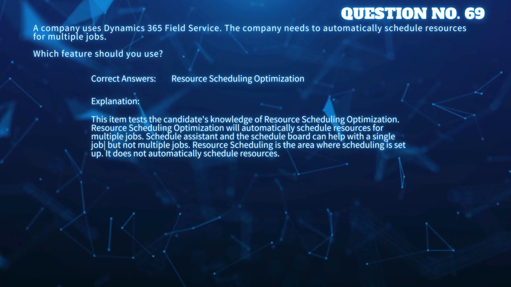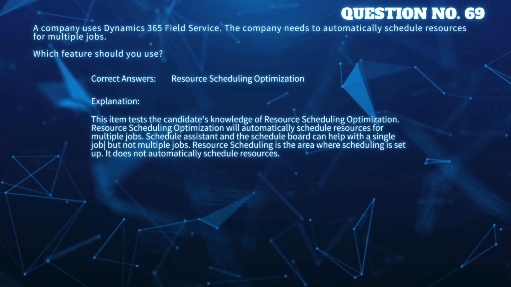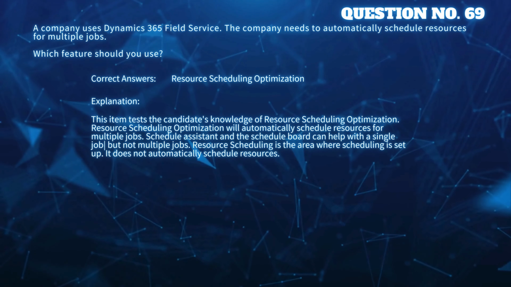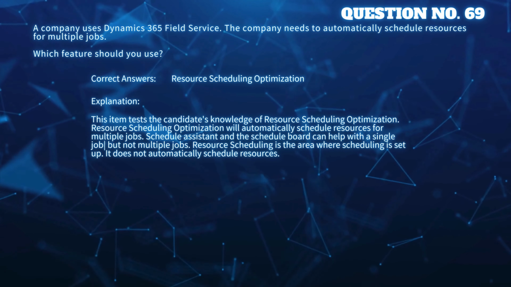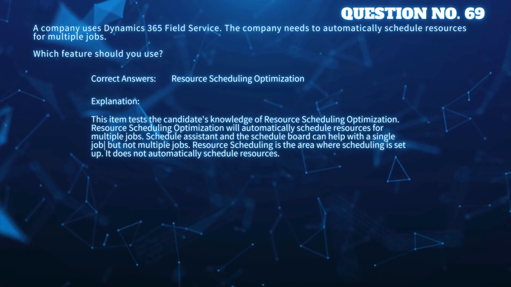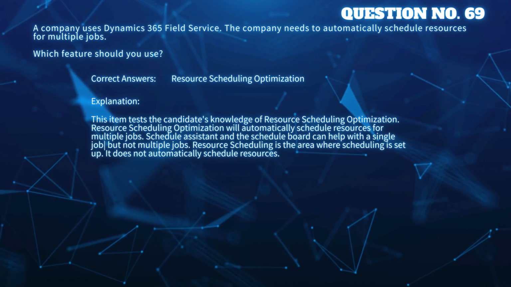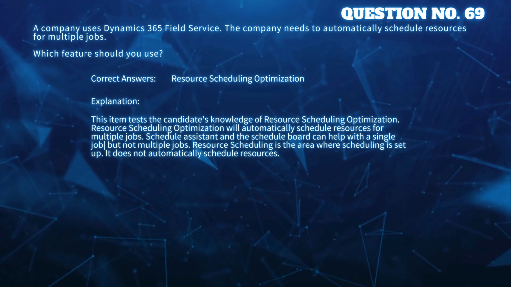Explanation: this item tests the candidate's knowledge of resource scheduling optimization. Resource scheduling optimization will automatically schedule resources for multiple jobs. Schedule assistant and the schedule board can help with a single job but not multiple jobs. Resource scheduling is the area where scheduling is set up. It does not automatically schedule resources.